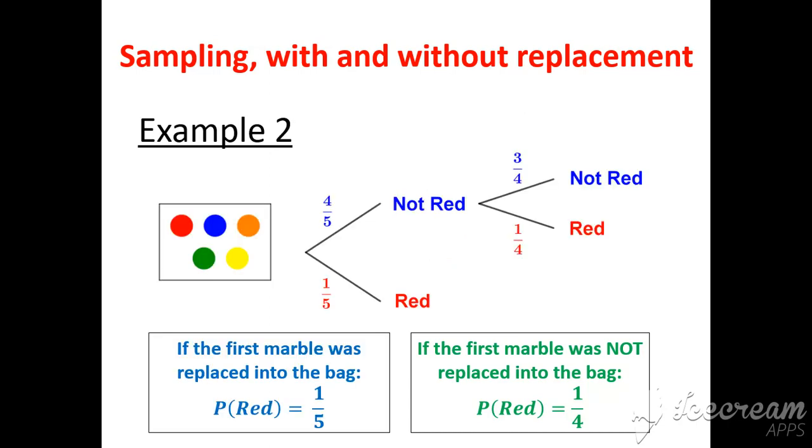Here's what the tree diagram will look like for this scenario. We've got one chance in red, it's 1 out of 5 it's red first up. We've got 4 out of 5 chance it's not red. If the first marble's not red and we don't replace it, now there's only one chance out of 4 it's red, because there's 4 marbles left in the bag and one of them's red, and there's 3 chances out of 4 it's not red.